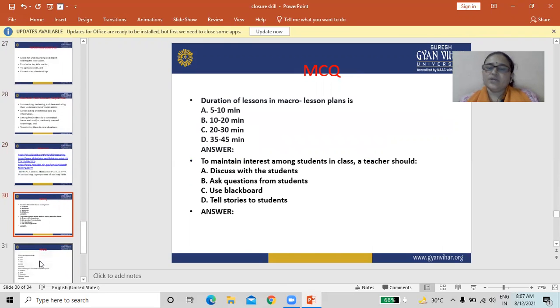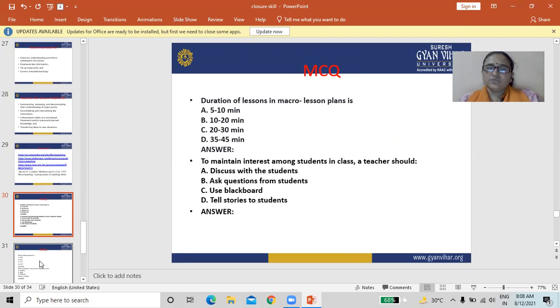Now, time for MCQs. Duration of a lesson in a micro lesson plan: option A, 5 to 10 minutes. Option B, 10 to 20 minutes. Option C, 20 to 30 minutes. Option D, 35 to 45 minutes.